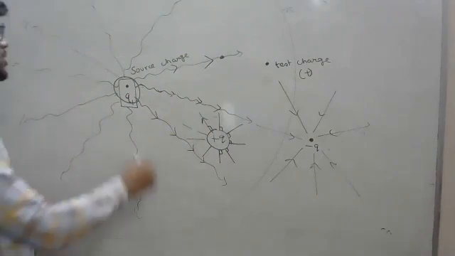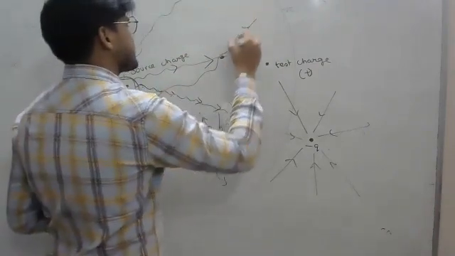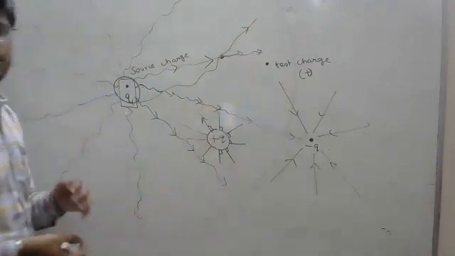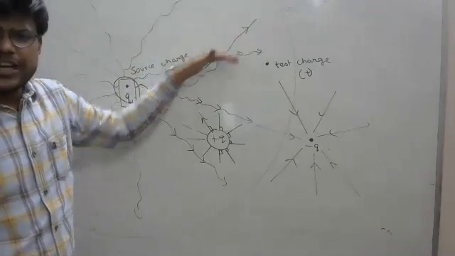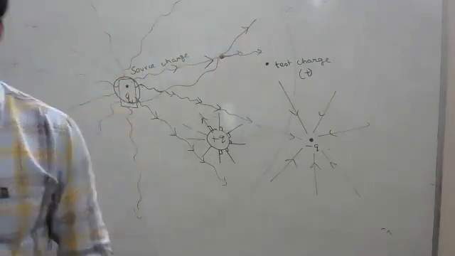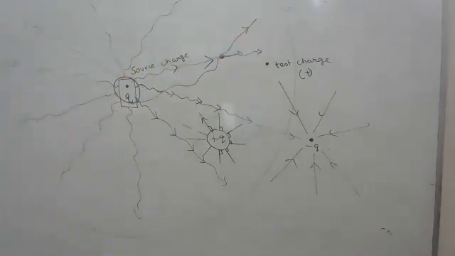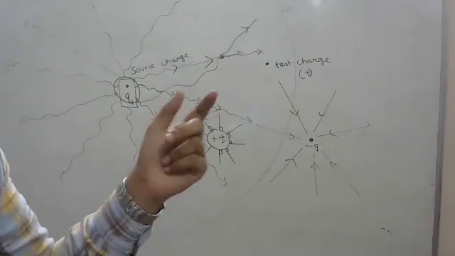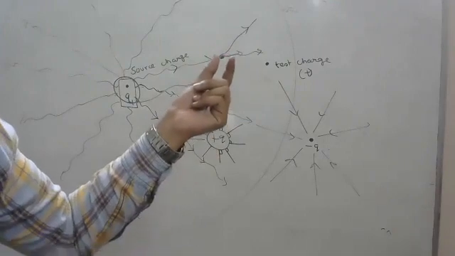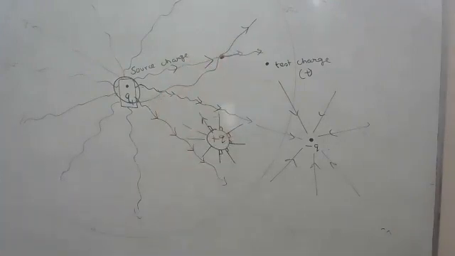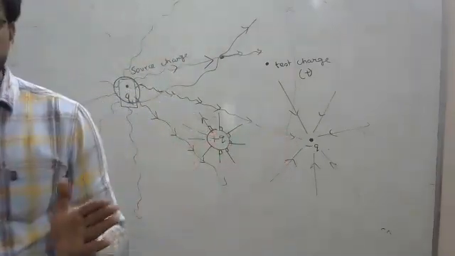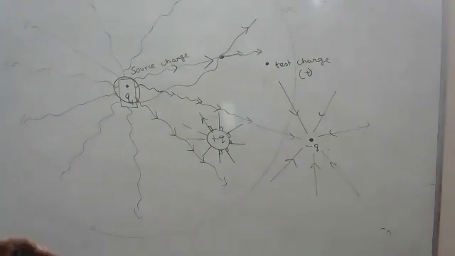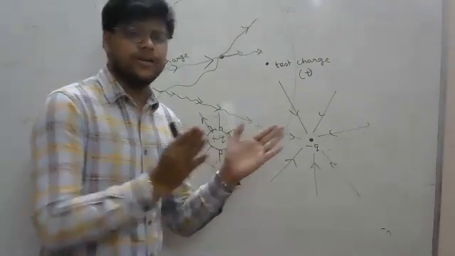Now, if suppose two lines are intersecting, two electric field lines are intersecting, that will be a problem. This charge will be applied force in this direction or this direction. You cannot have two electric field lines intersecting, because if they intersect, then there will be a confusion. What will be the direction of force on this charge? They always try to move away from each other. Electric field lines try to move away from each other.